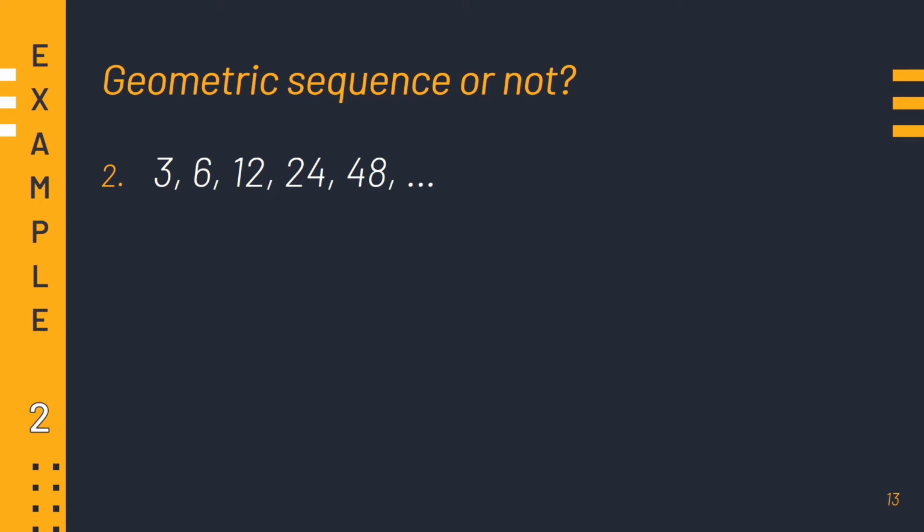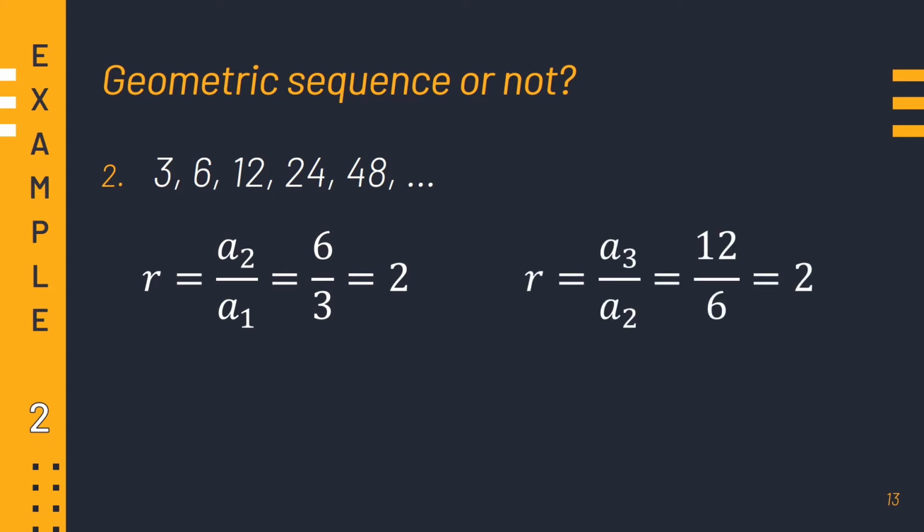Second set, we have 3, 6, 12, 24, 48, and so on. Determining again if it has a common ratio, we use the first and second term, which gives us r is equal to 2. On the other hand, using the second and third term, we come up with the same. Make sure that the ratio computed using each pair of consecutive terms is constant. And with this example, we can conclude that the given sequence is a geometric sequence with common ratio of 2.